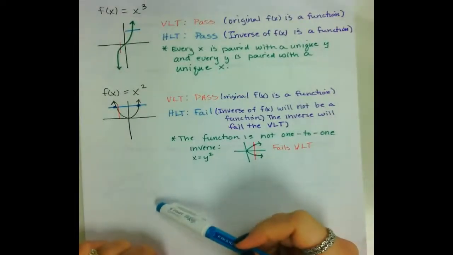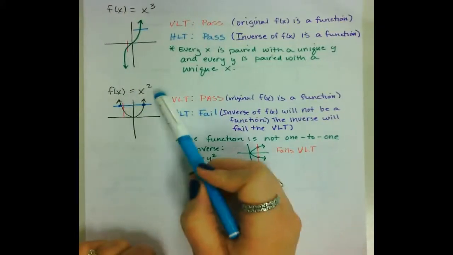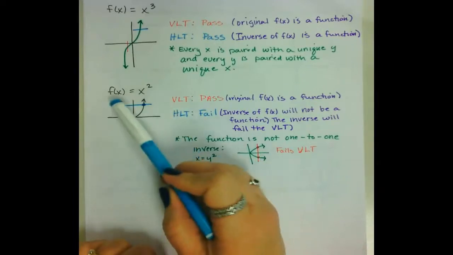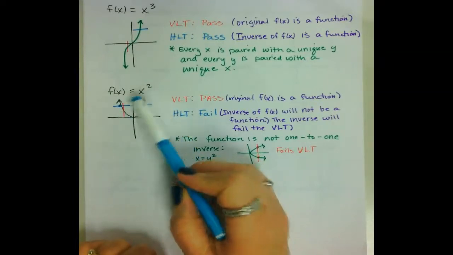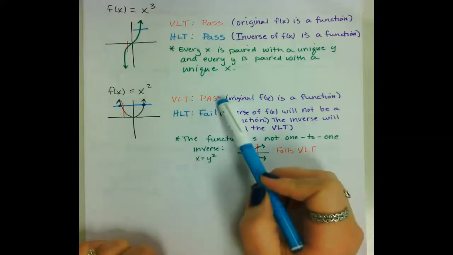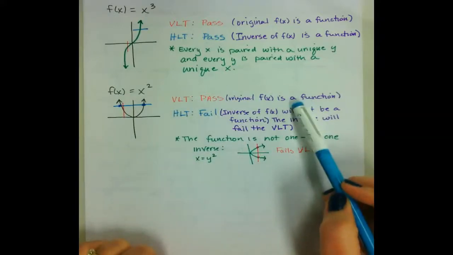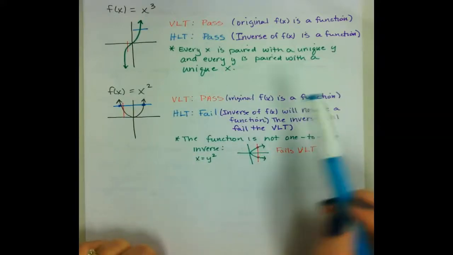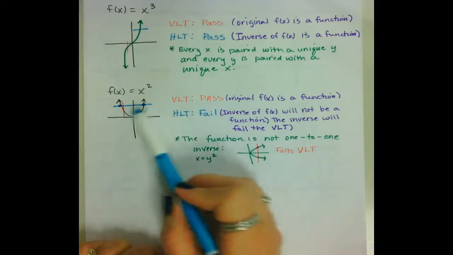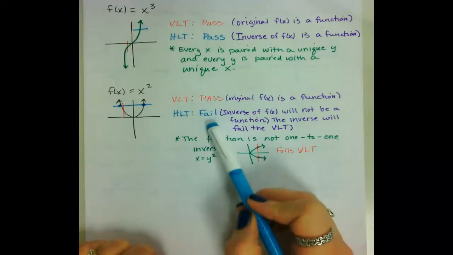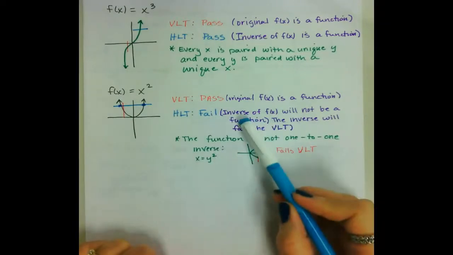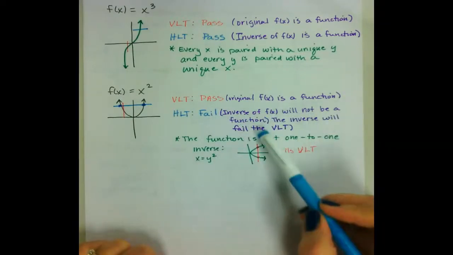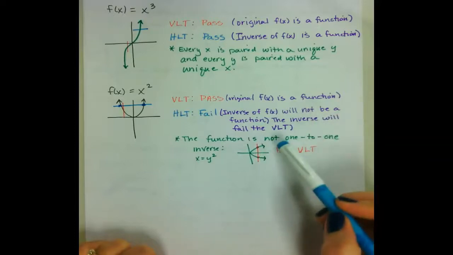All right, next example is quadratic. So f of x equals x squared, and you can see the U-shaped graph right there. So I did my vertical line test. It passes the vertical line test, which tells me the original f of x is a function. And then when I did my horizontal line test, you can see it fails it because it's touching that graph in 2 different places. So when it fails it, then that's telling me the inverse of f of x will not be a function. And the inverse will fail the vertical line test.